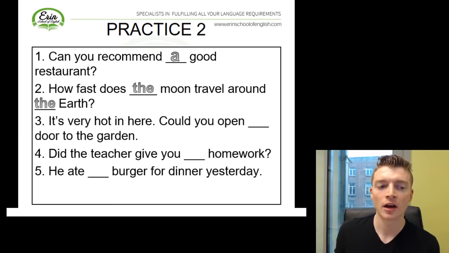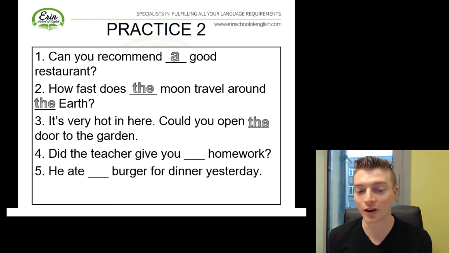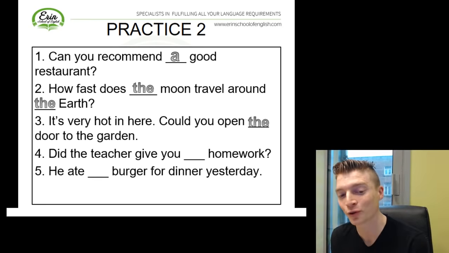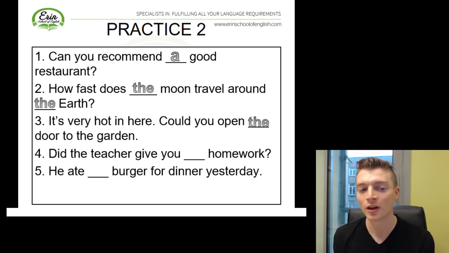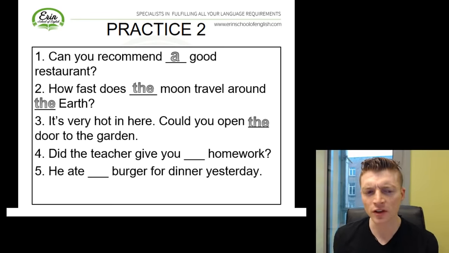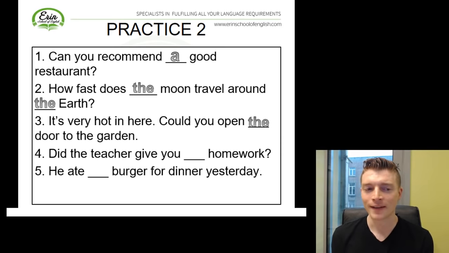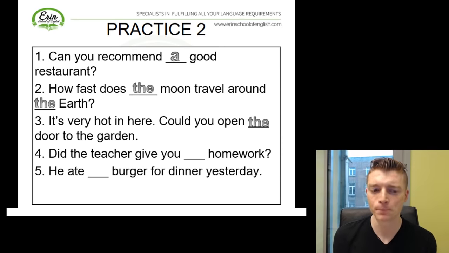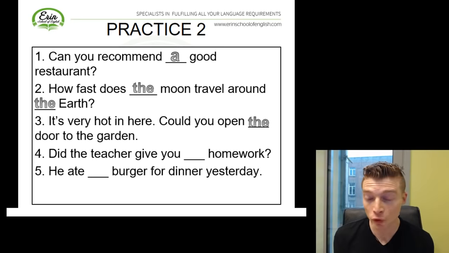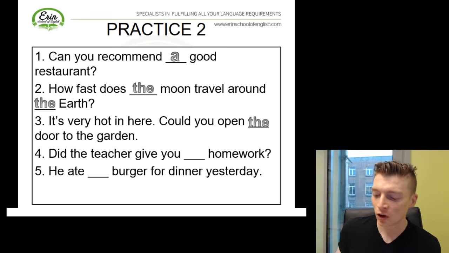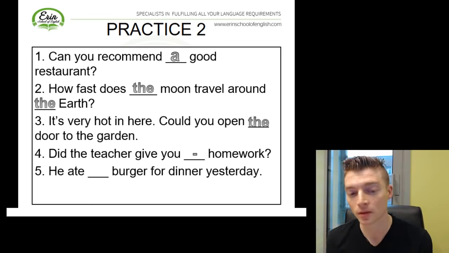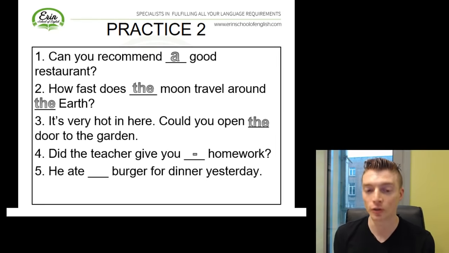Number 3, it's very hot in here. Could you open the door to the garden? Here we're talking about a specific door, not any door, it's the door to the garden. Number 4, did the teacher give you? Okay, be very careful here. Homework. What kind of noun is homework? Can we count it? No, it's uncountable. Therefore, with an uncountable noun, when we're speaking in general, we do not use an article. So, did the teacher give you homework?